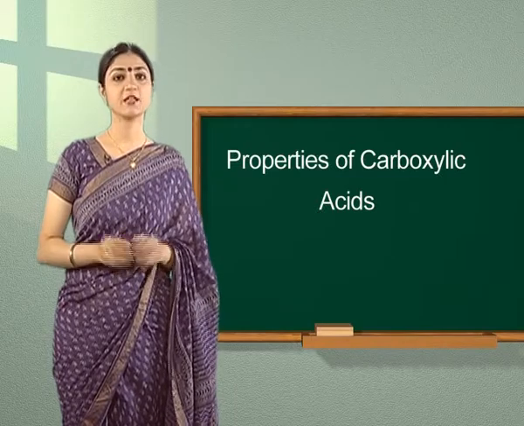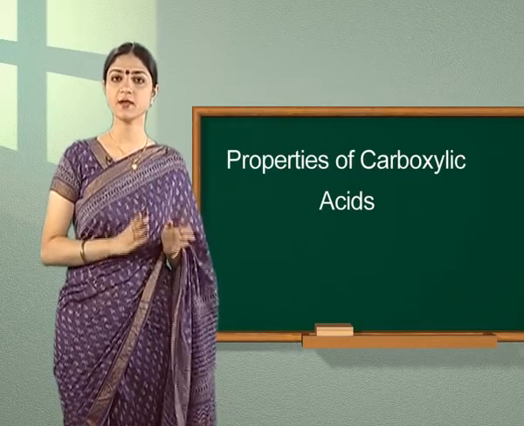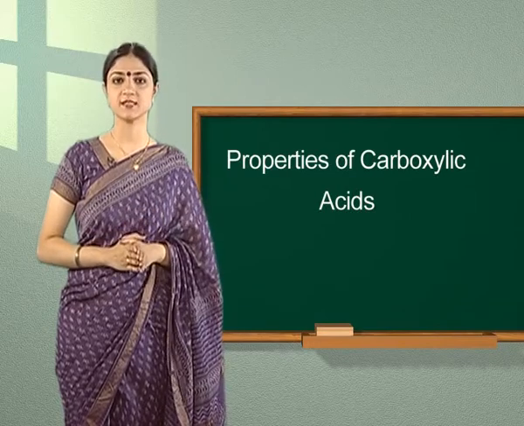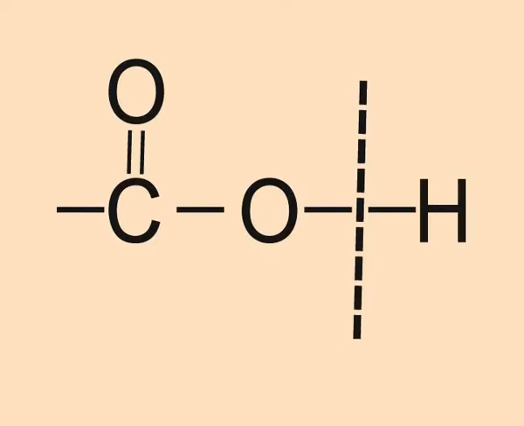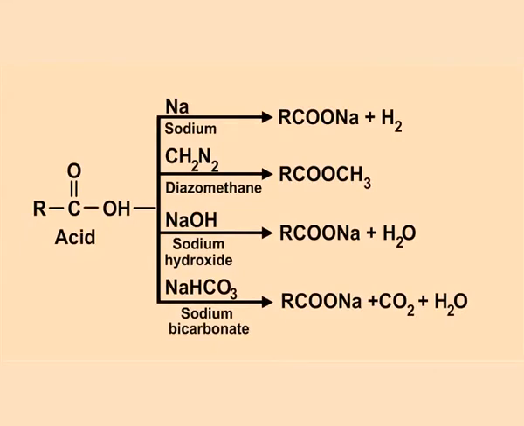Dear children, today we have learnt about the chemical properties of carboxylic acids. We first learnt about the reactions involving hydrogen ion of acid, in which the O-H bond of the carboxyl group breaks to release hydrogen ion. Acid reacts with highly reactive metals such as sodium, alkalis such as sodium hydroxide, and sodium bicarbonate to form salt, and acids react with diazomethane to form ester.